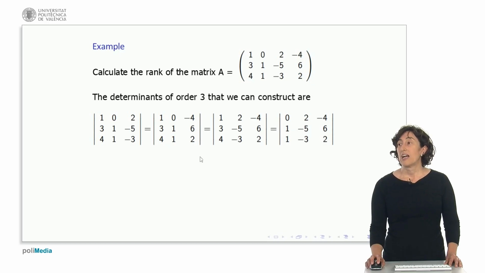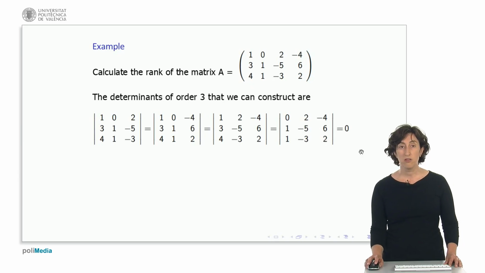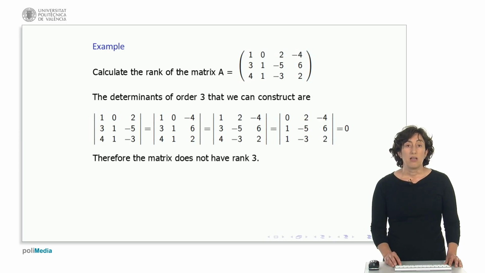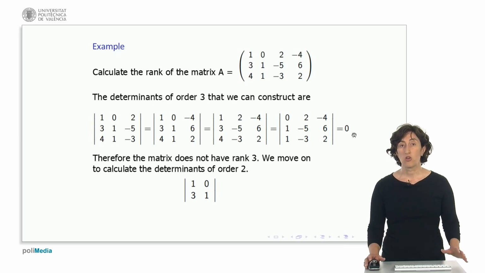We calculate the values of these determinants, and if any of them is different from 0, then the rank of A is 3. If all are 0, then we have to go to the minors of order 2 to see what happens. Well, in this case, all the minors of order 3 are 0, so we already know that the rank of the matrix is not 3. We have to see what happens with the minors of order 2. How many minors of order 2 can we build? Well, a lot. But it is enough to find one that is different from 0 to conclude that the rank of the matrix is 2.